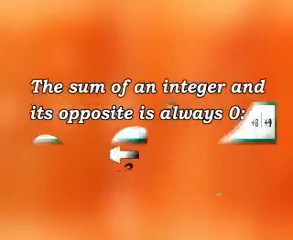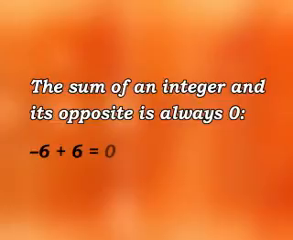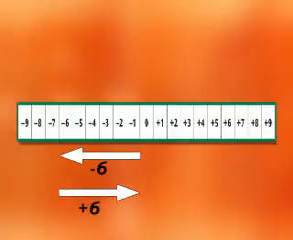And one last point. The sum of an integer and its opposite is always 0. So we can say minus 6 plus 6 is 0. And on a number line, it looks like this. Minus 6 and then plus 6. And we end up where we started from, 0.